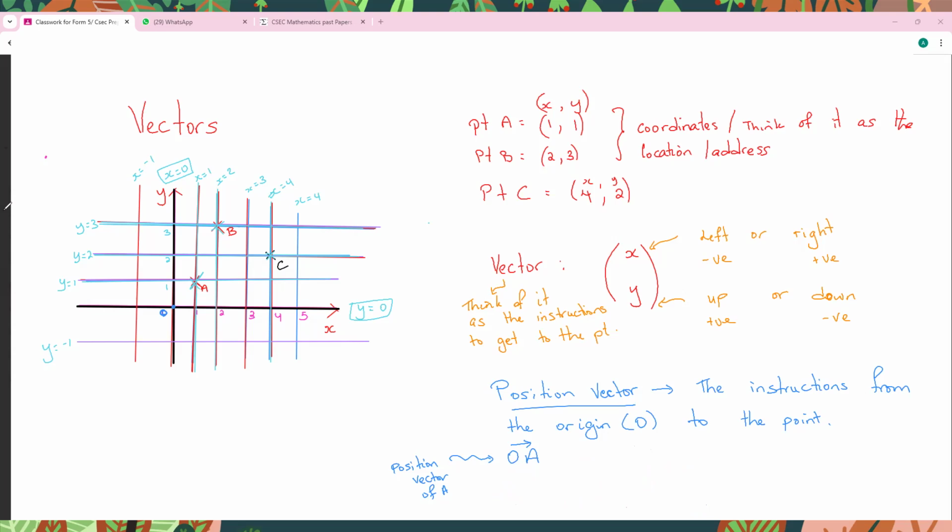Right, so just taking a look at B now. B is situated at this location. It is located where X is 2 and Y is 3. So it's written like this. This is the address.